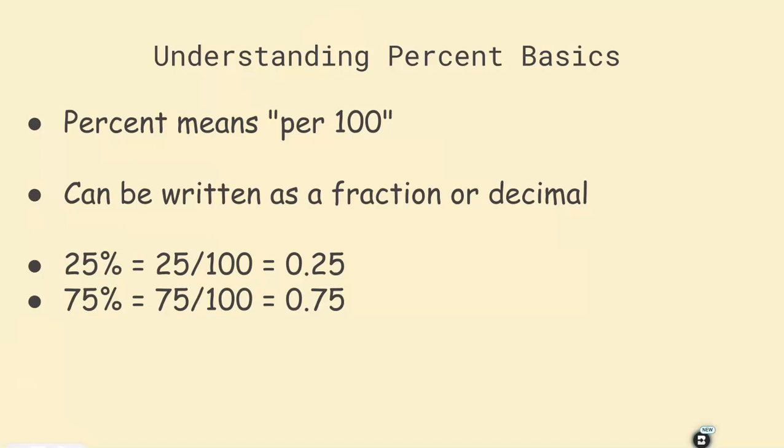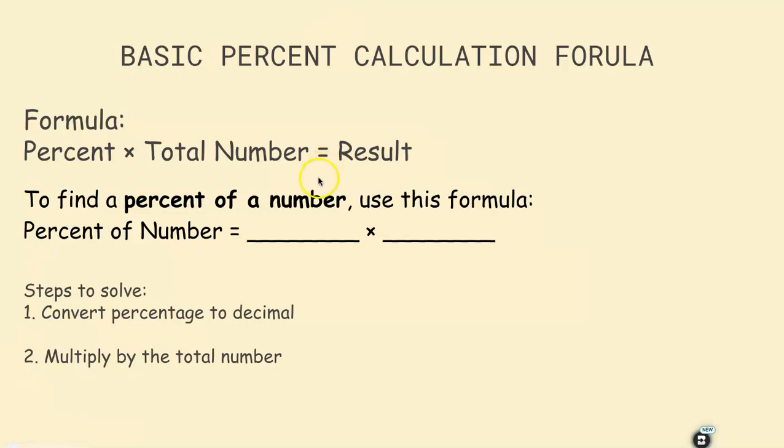Understanding percent basics. So just remember that percent means per 100. This can be written as a fraction or a decimal. We did this at the beginning of the year. 25% equals 25 over 100, or 0.25. 75% equals 75 over 100, or 0.75. The rest of this is on your notes, so make sure you're filling them in.